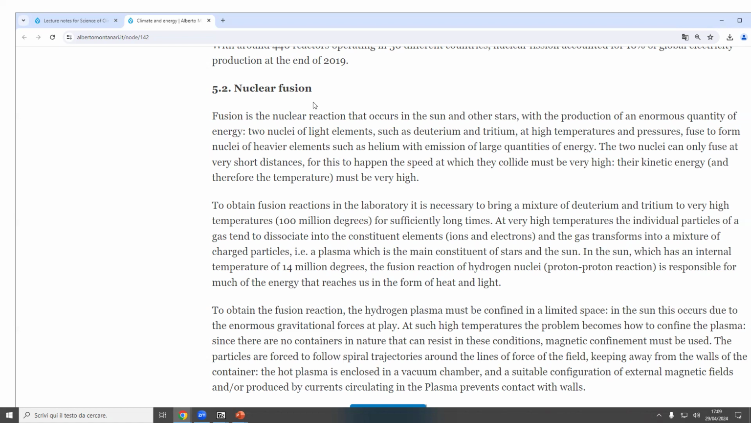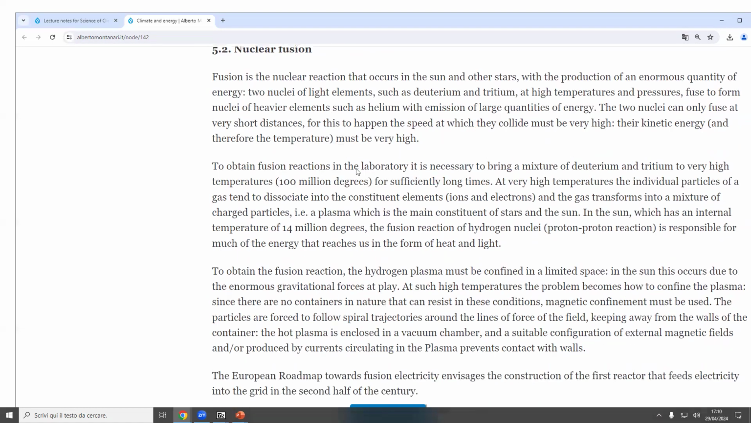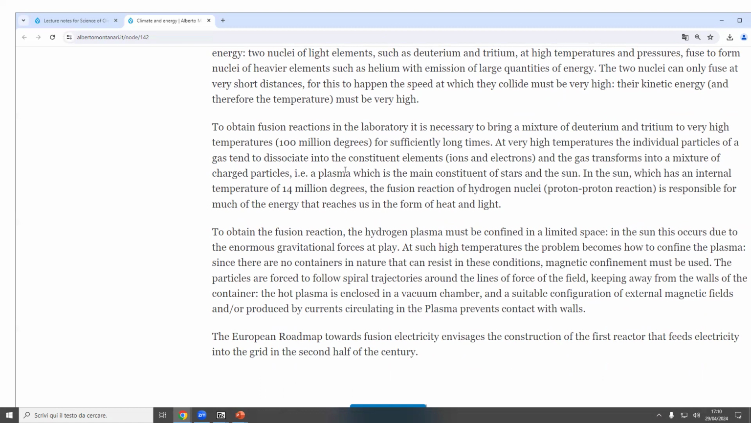In the sun, there is a lot of space. So it's not the small size of a lab, of course. And therefore, the fusion can be obtained at a lower temperature. To create the fusion in the lab, we need to confine the plasma in a limited space, but we need a very high temperature. So you understand what the problem is here: at such high temperature, how can we confine the plasma? There are no containers in nature that can resist these conditions. And therefore we have to force a kind of magnetic confinement. We don't go into the detail, but a very high pressure is essential to make sure that the plasma is contained in a vacuum chamber.